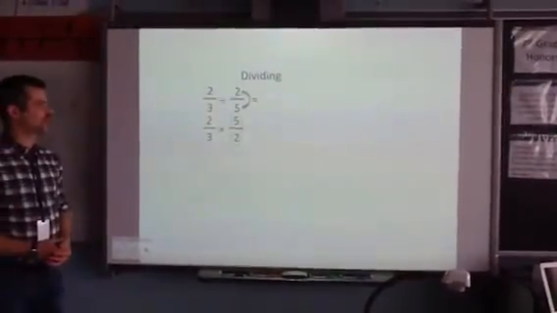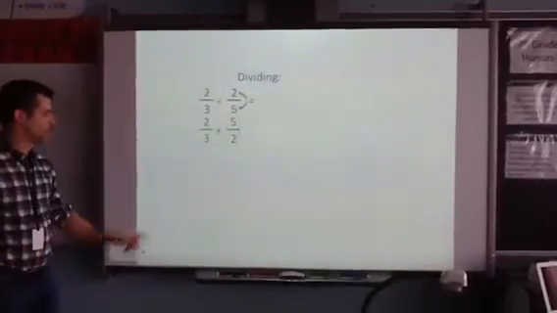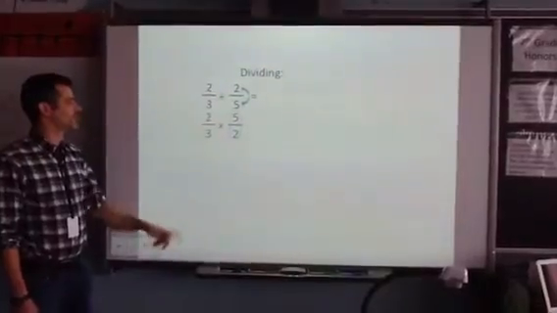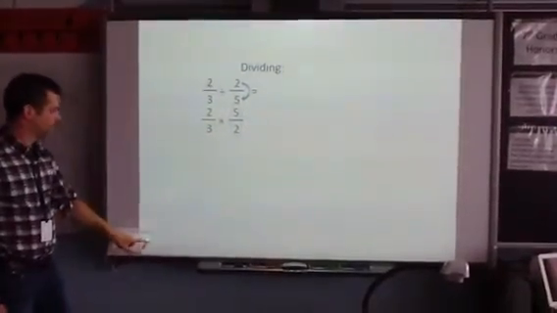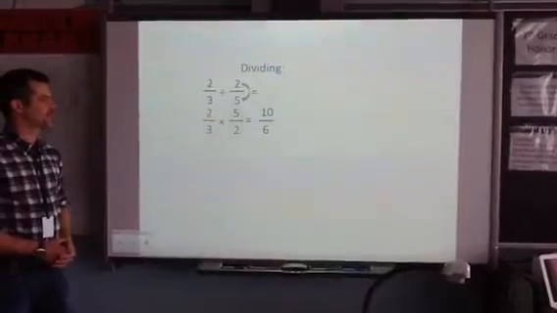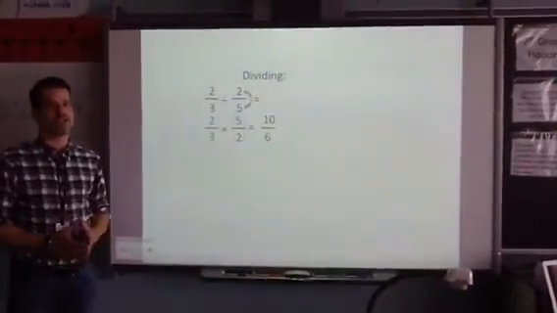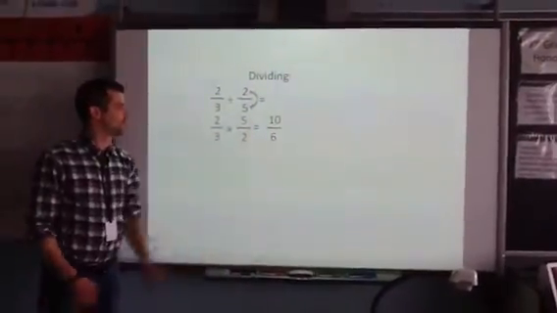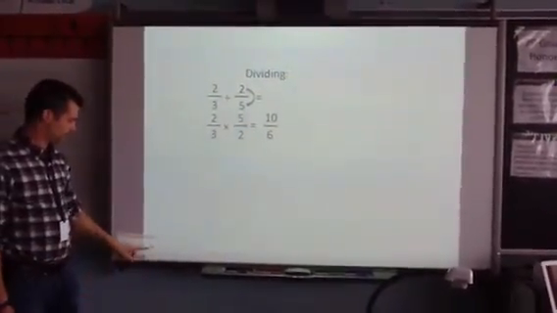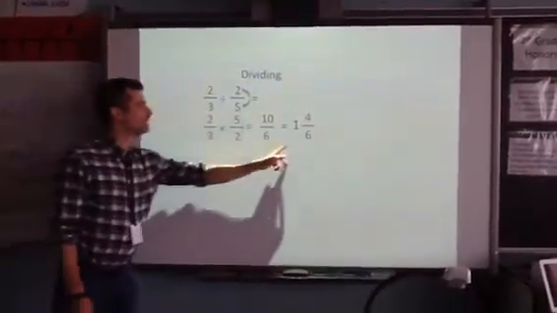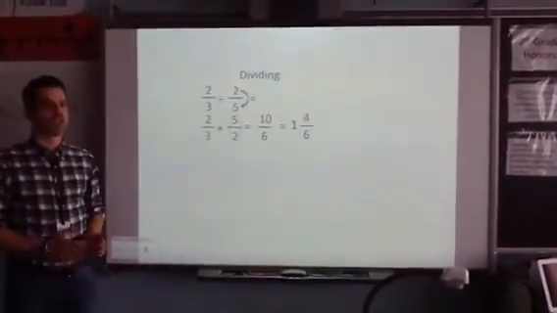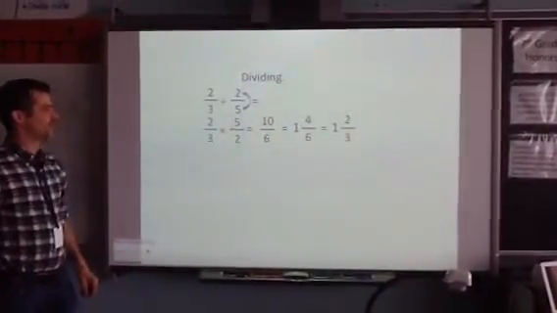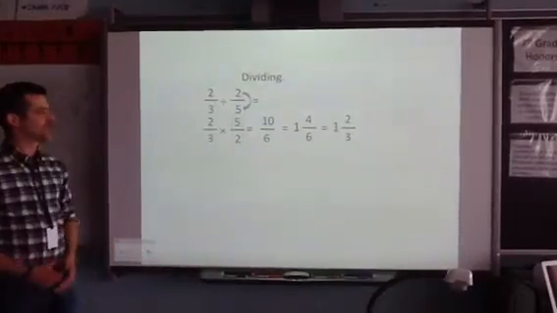And once we've changed our problem into a multiplication problem, now we can just multiply our numerators and our denominators. So I do 2 times 5 over 3 times 2 to give 10 over 6. Okay. Now this fraction can be reduced. My numerator is bigger, so I want to make this into a mixed number. 6 goes into 10 one time with 4 left over. So I have 1 and 4/6. We can reduce this a little bit more because 4/6 can be reduced into 2/3. So my final answer is 1 and 2/3.